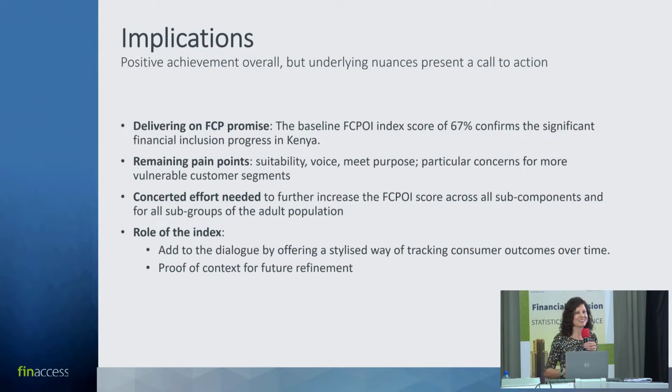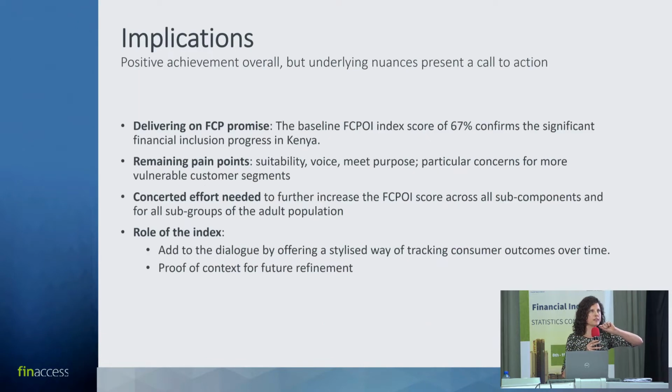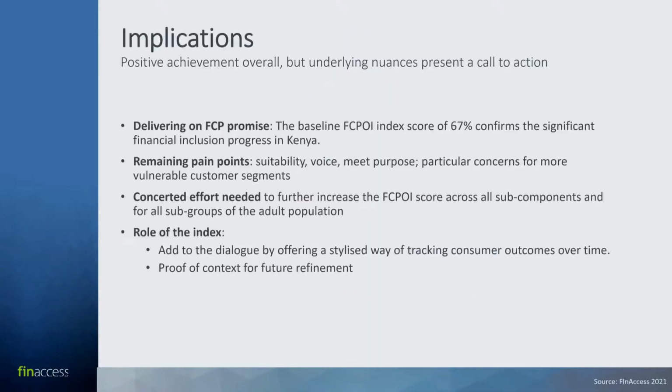I'm nearing the end. You don't need to worry about the details of the slide. Just what I want to convey here is, as you would have seen in those spidergrams, in a lot of instances, there's not much variation across the groups. That would be for choice, safety and security, and interestingly enough, fairness and respect. So there's not much variation across groups within those indicators.